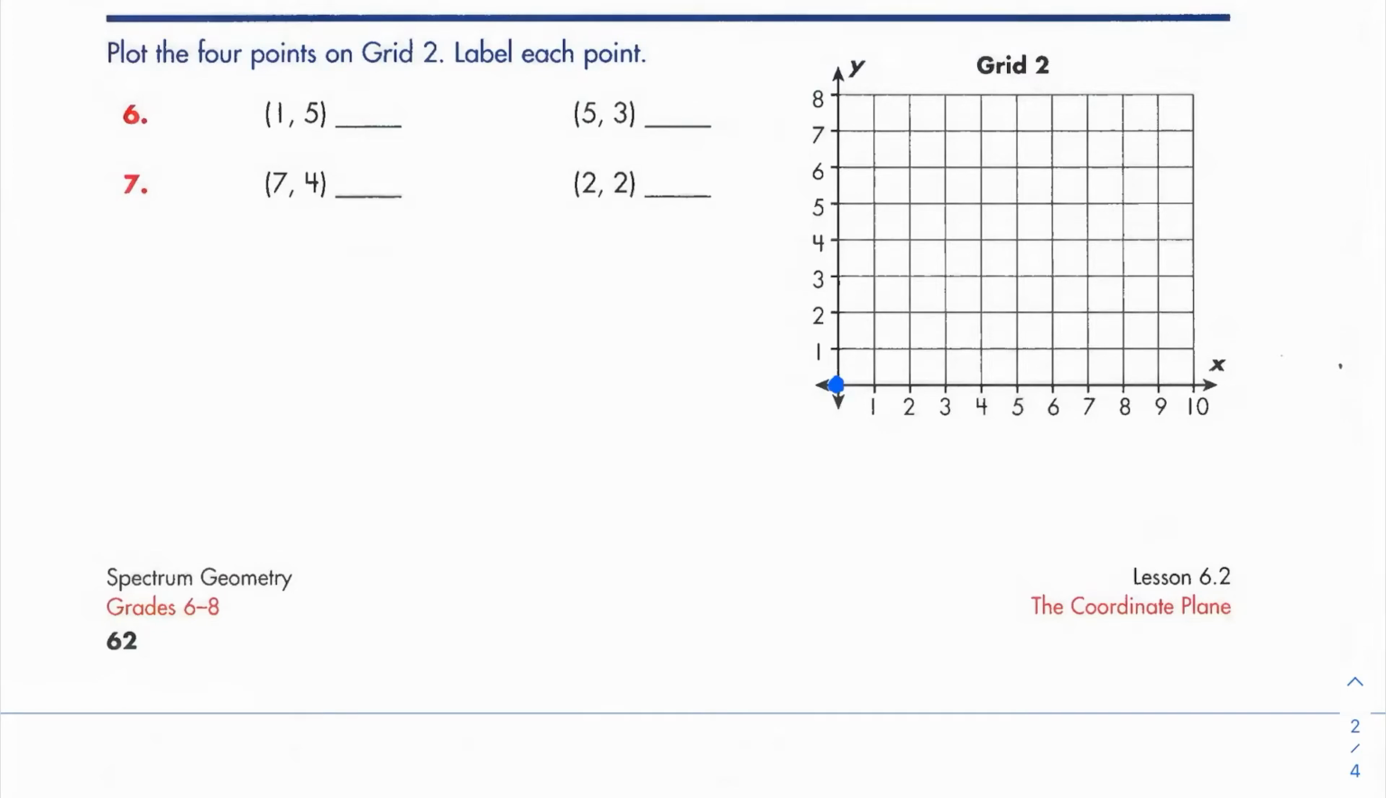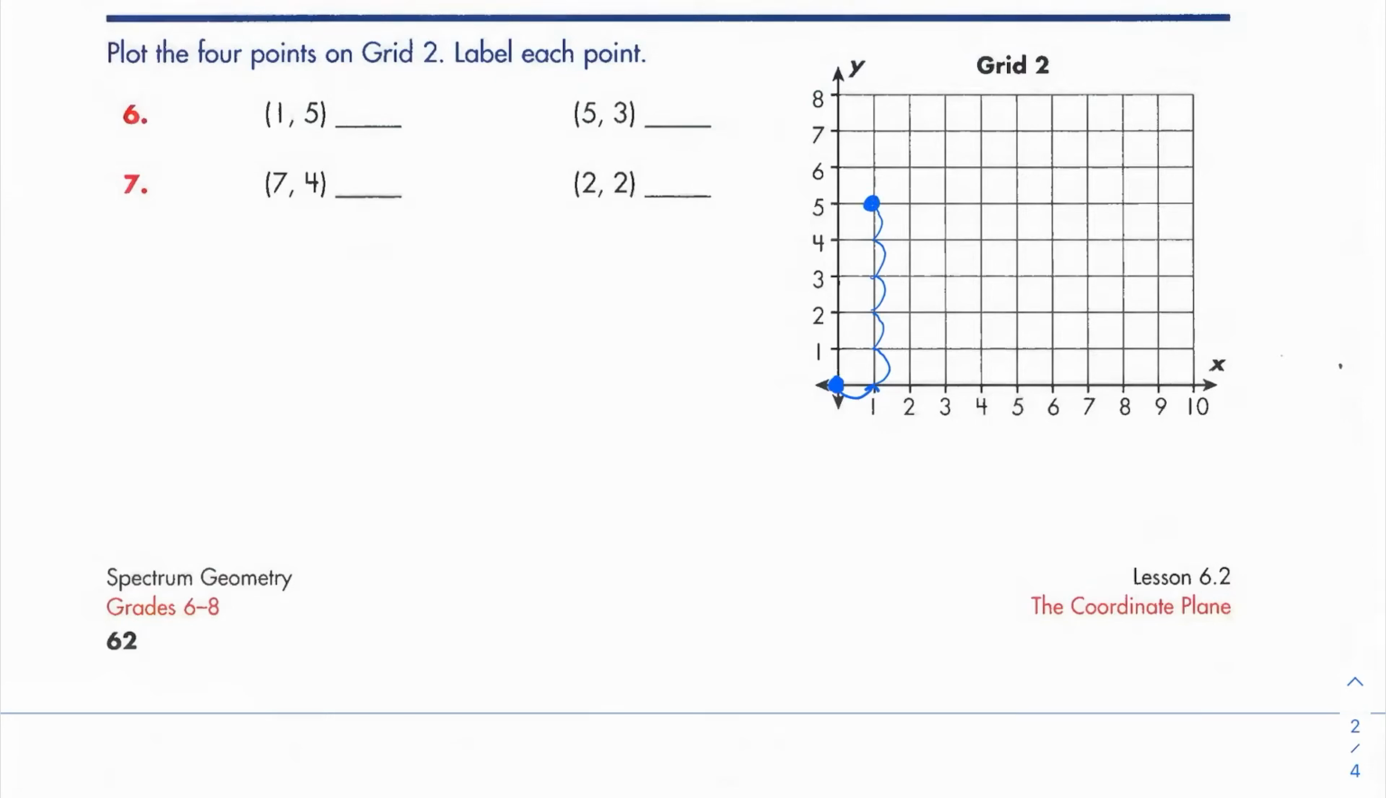So let's count. 1. We have moved to the right 1. We will now move up 5. Let's count. 1, 2, 3, 4, 5. And this is the location of our point.